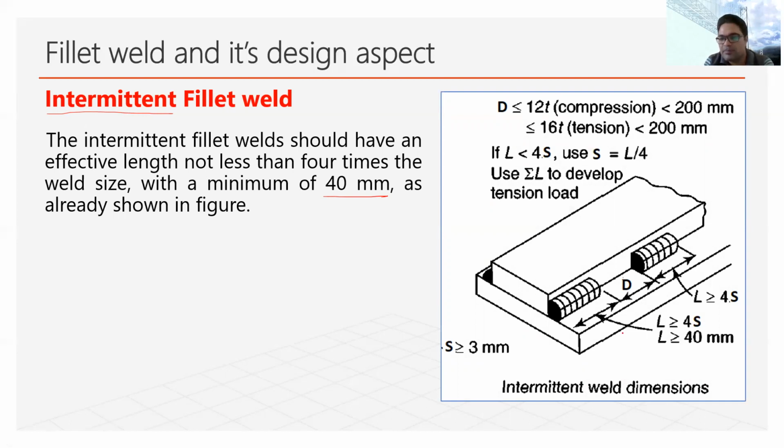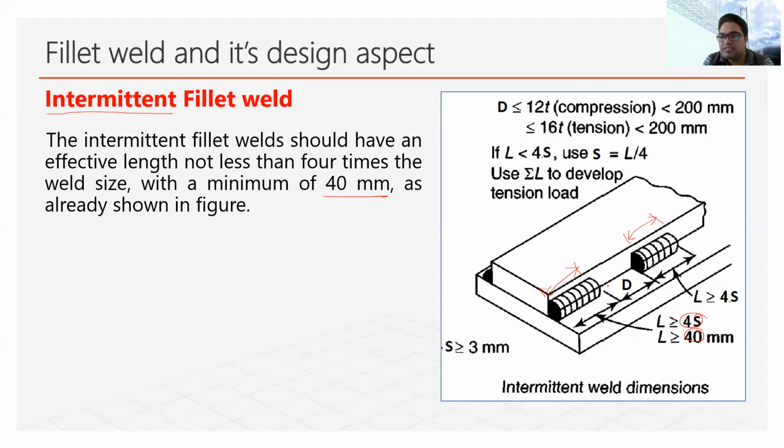Here we see this is the length of weld which is provided intermittently. Then the next length is here. These lengths should be of equal length. This length should be more than 4 times S and 40 mm, whichever is larger. So a minimum of 40 mm length is to be provided.